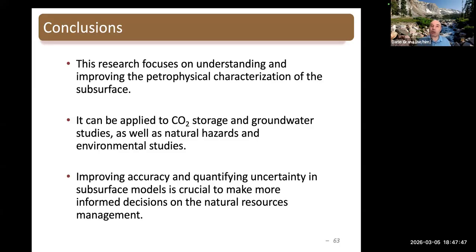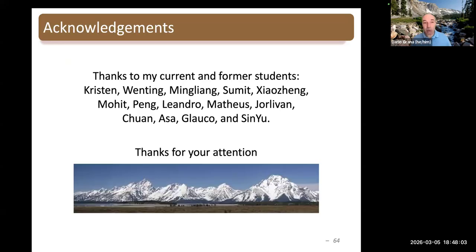In some cases, our models could be really accurate and really precise. In some cases, the precision might be relatively low. And so we want to warn the stakeholders that these models might carry high uncertainty.